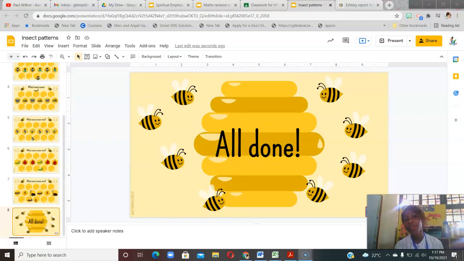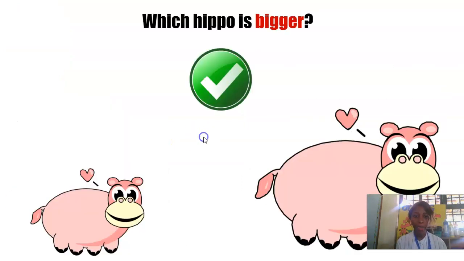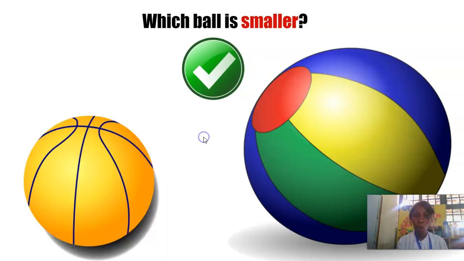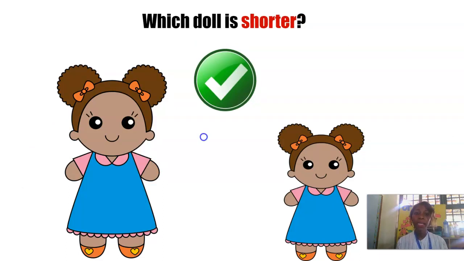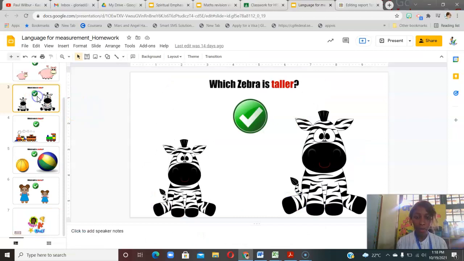Now we're going to review. In this assignment, we reviewed the language that we use when we start to speak about measurement. And so for this assignment, we had words like bigger, smaller, shorter, taller, wider, longer. This is all language that we use in measurement. And so I'm just going to review it with you.